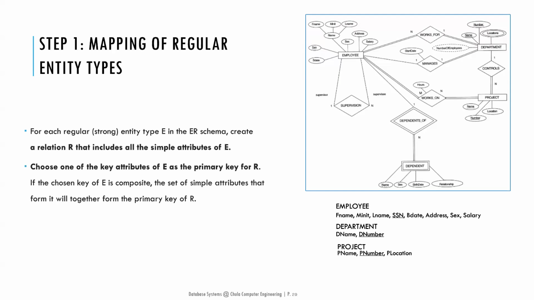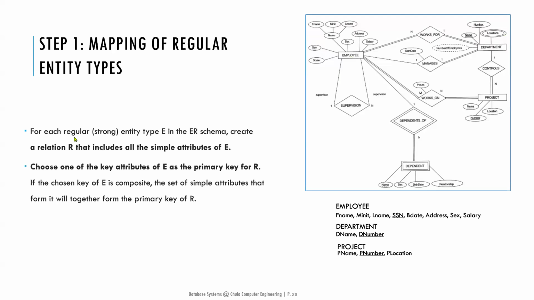First one is employee for sure. Second one is department. Third one is project. What is the fourth? No. Because I'm looking for regular entity types, but dependent is a weak entity type. Regular entity types are those with single lines, so we only have three here. I already put the answer down here so you will not be confused. You can see the result down here that I'm mapping just the employee, department, and project.